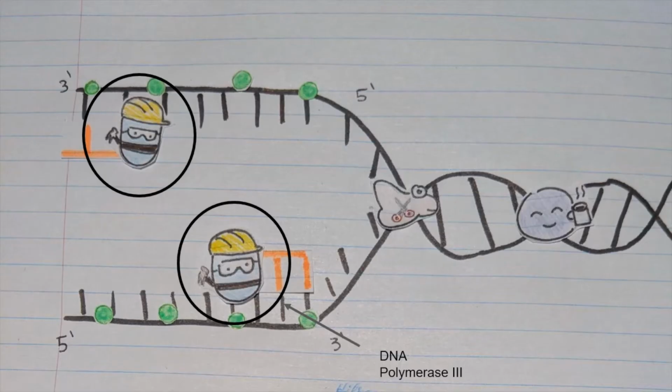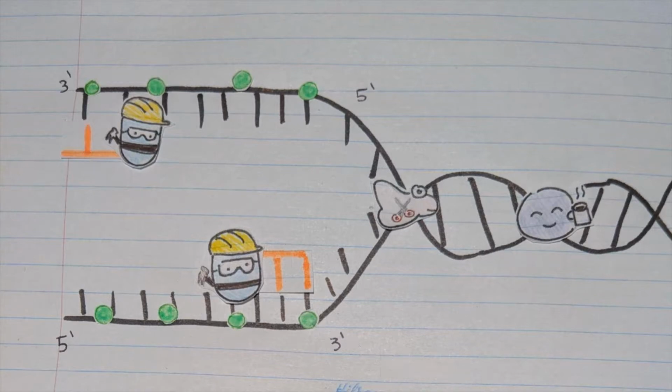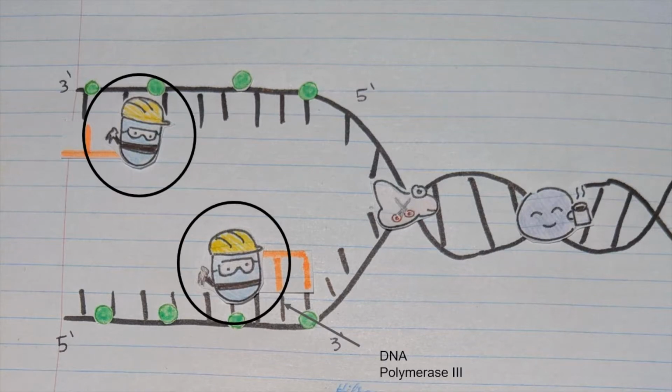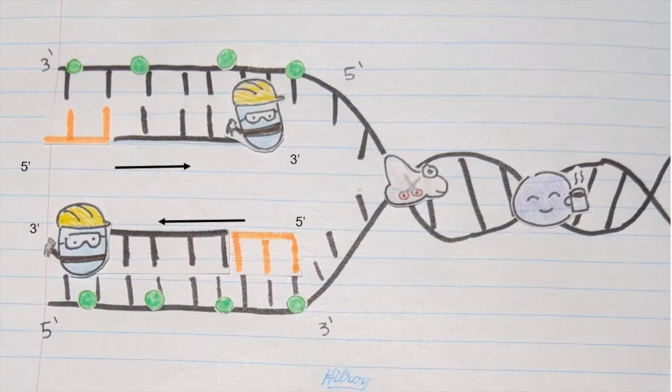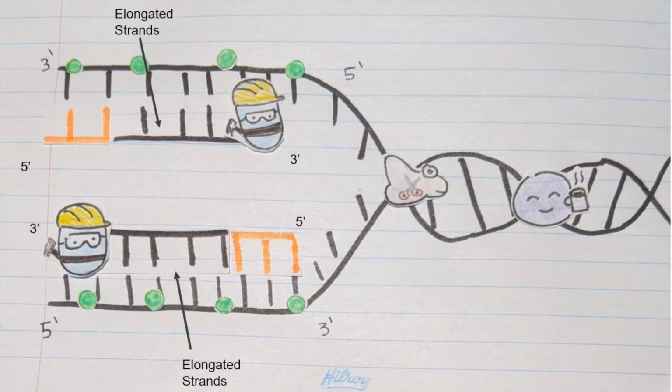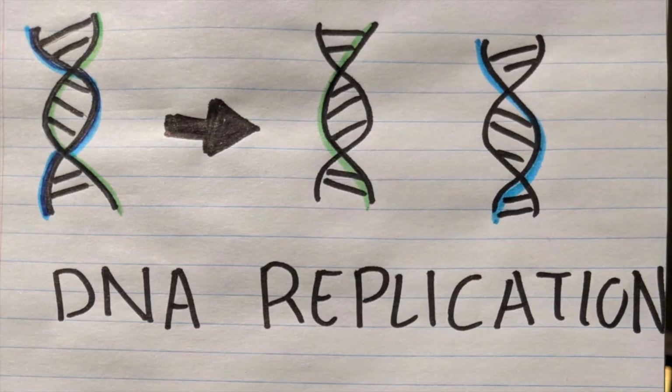What happens when these strands are separated? DNA polymerase III goes to work. And what is it that the enzyme can do? Adding DNA nucleotides. In what direction are the nucleotides added? 5' to 3'. And what results from this addition? Elongated strands. DNA polymerase III adds the nucleotides, elongates both the strands, DNA replication. Fifth verse.